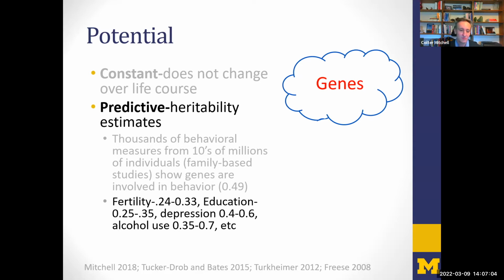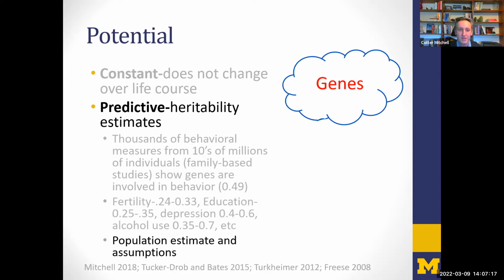Educational attainment is from 25% to 35% heritable, depression 40% to 60%, alcohol use. And you can do this for just about everything. Almost everything is somewhat heritable. One thing to know about heritability, and this comes back many, many times, is that it's a population-level measure. It's not that every single person's behavior, like what you're eating today, is somehow 30% genetic. That's not what we're talking about. This is on average at a population level.